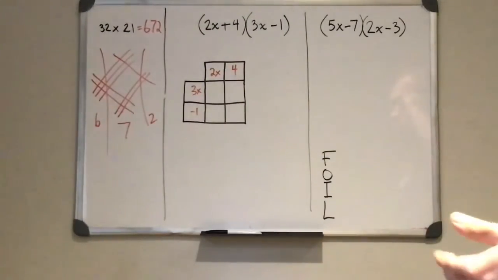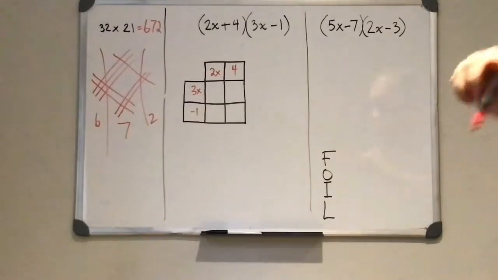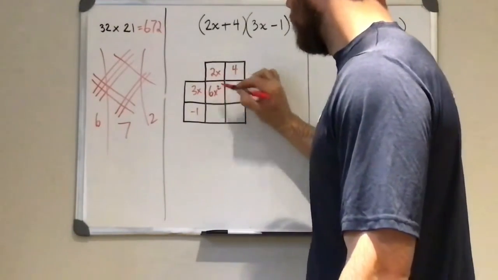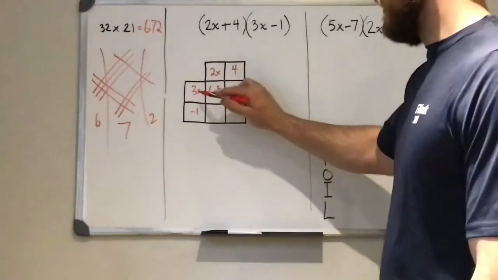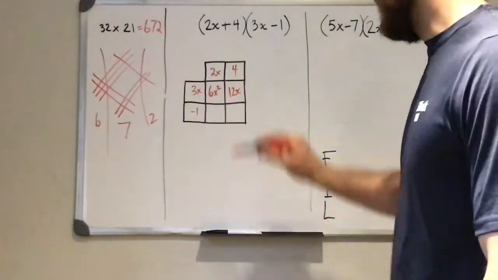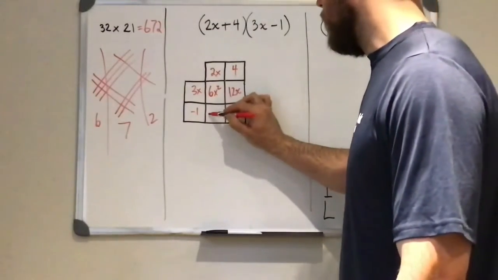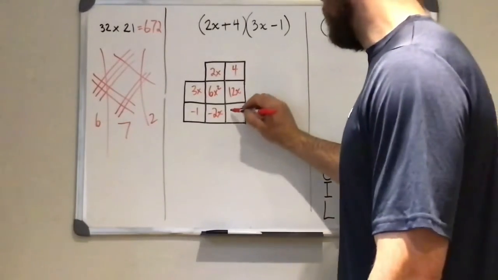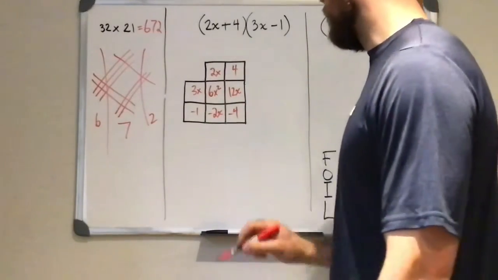And now this kind of works like a multiplication table. So 2x and 3x, that's going to multiply to 6x squared. 3x and 4 is 12x. 2x and negative 1 is negative 2x. And lastly, negative 1 and 4 is negative 4.